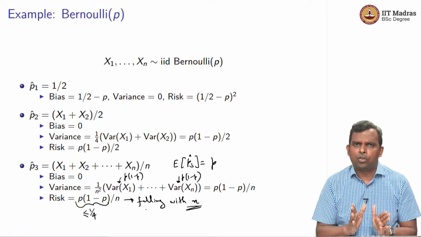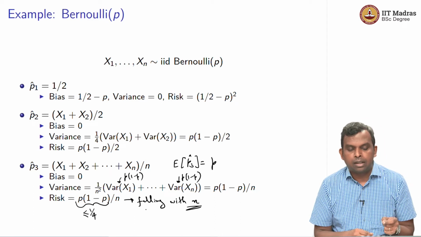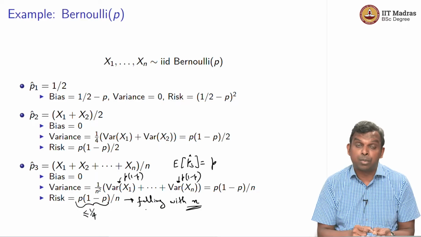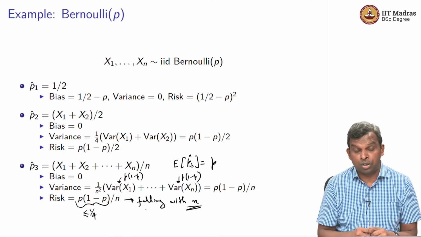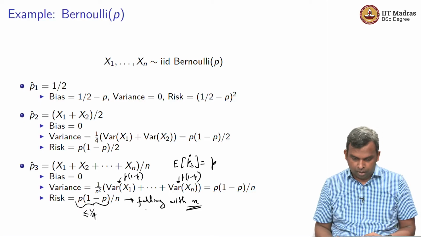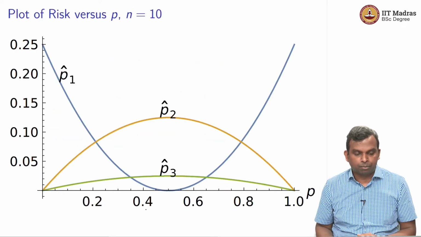So once again, the skill to focus on here is how to compute the risk, how to compute the bias, how to compute the variance, given an exact description of the estimator and the underlying distribution with the unknown parameter. So this is a good skill to pick up in this lecture.